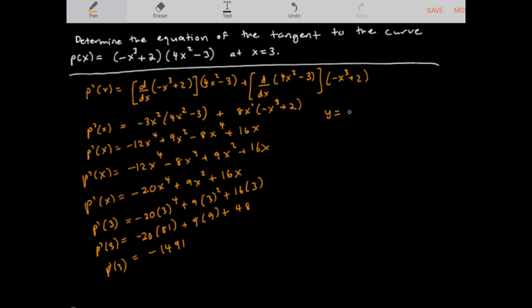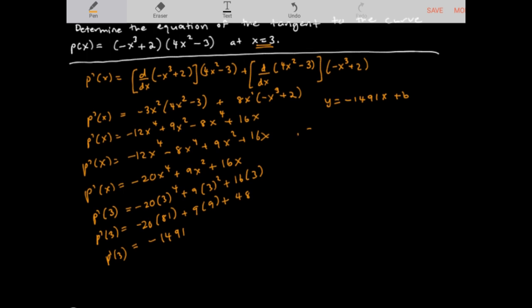So now we have the slope of the tangent, it's negative 1491x plus b. If you want to solve for the y-intercept, we need to find the equivalent point at x is equal to 3 for y. Okay, so we need to find the equivalent y value. So if we know that the point is going to be 3 and P of 3, what we want to do is find P of 3.